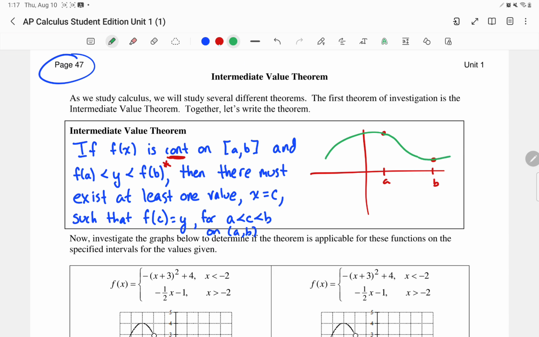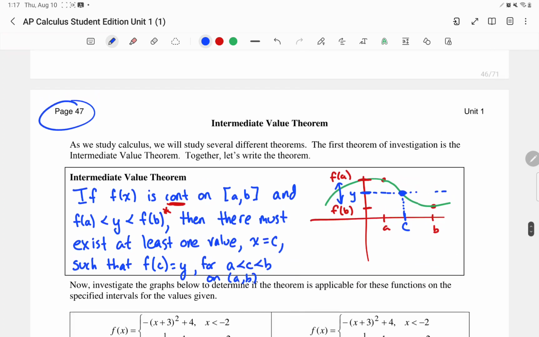If we call this y value over here f of a, and this y value here f of b, and we have some value that we're going to call y, and y is in between f of a and f of b, then my graph must pass through that y at least one time, and we call that point our c. And that's all this is saying.